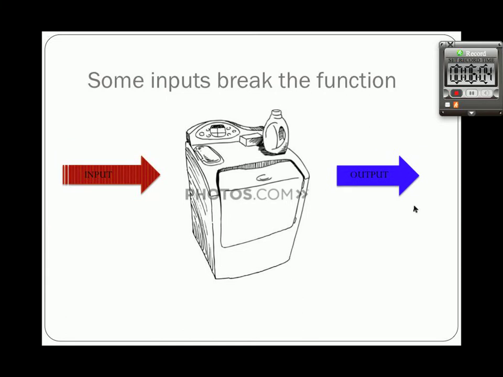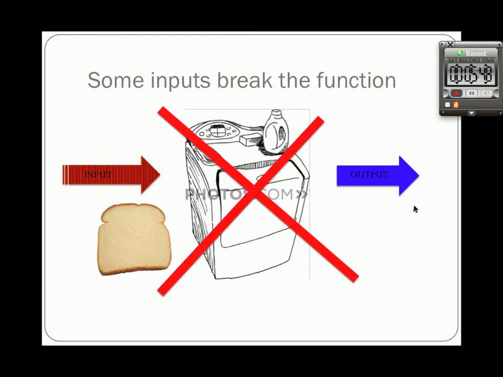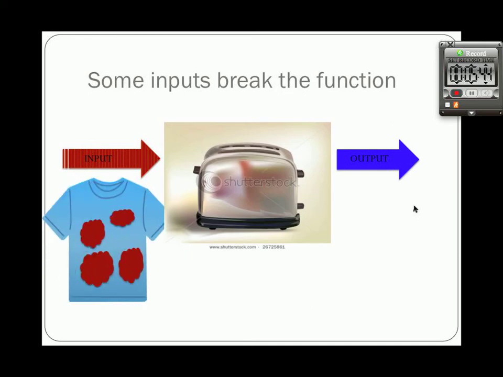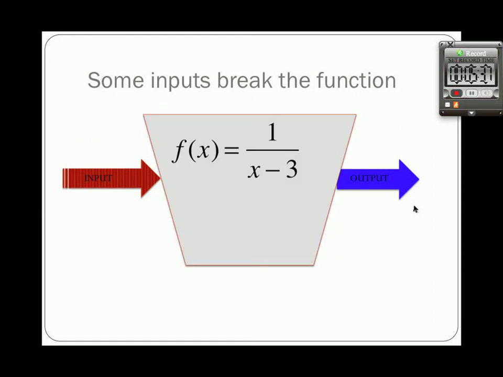Now, the thing about functions is that you can't put every input into them, because some inputs are actually going to break the function. So let's say you have your washing machine here and you input bread. That's going to break your washing machine. Same thing with the toaster. You can't try to toast your shirt. If you input a shirt into the machine, it's going to break. So what does that mean in terms of mathematics? What inputs can possibly break a mathematical function?